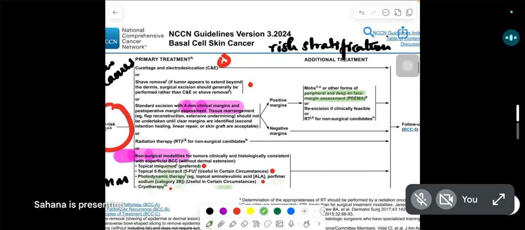So when there is positive margin, you still resort to better cosmetic techniques like Mohs surgery, and there is a special mention about this PDEMA. It's expanded as peripheral and deep en face margin assessment. There are 3 techniques that are mentioned under this. We will discuss it after this. So when there is positive margin, you can do Mohs or other forms of surgery. You can do re-excision again with wider margins, or you can give RT for non-surgical candidates.